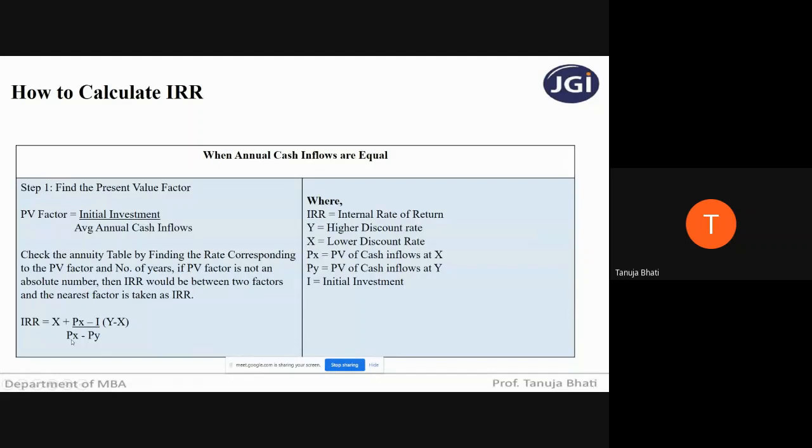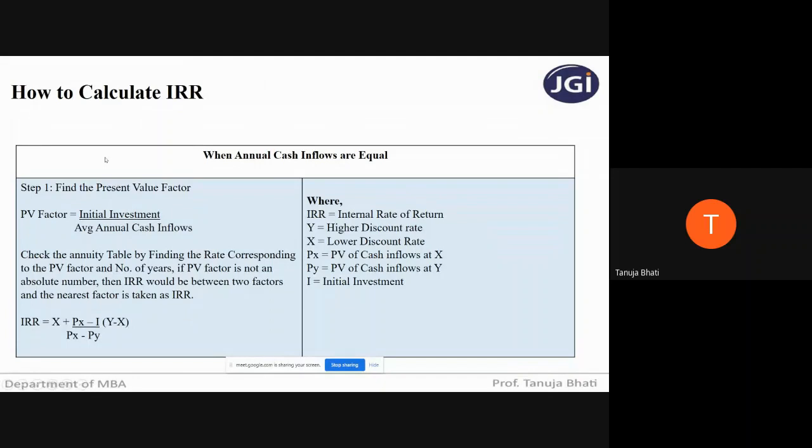That is all the inflows you have to bring down to the present value at 8%, minus the present value of cash inflows at Y. So Y is nothing but the higher discount rate, that is 9%. So all the present value of cash inflows, you have to discount and bring it down at 9%. In the bracket Y minus X, that is higher discount rate minus lower discount rate, that is 9% minus 8%. That is an example that I have shown you.